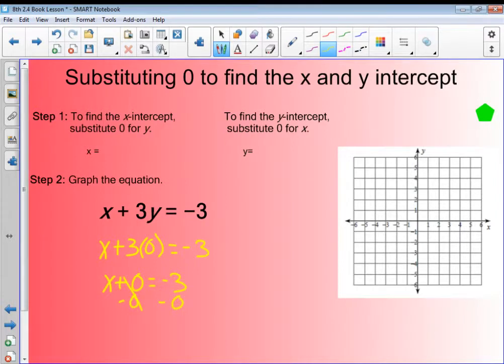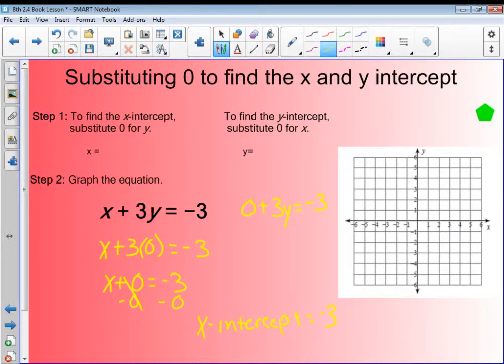So we just found out that our x-intercept equals negative 3. Okay, so now we're going to do that same process for our y-intercept. This time we're going to substitute in a 0 where we have x to find out what our y-intercept is. So our equation originally was x, so we're going to put a 0, plus 3 times y equals negative 3. So then we would work to get it to say y equals.